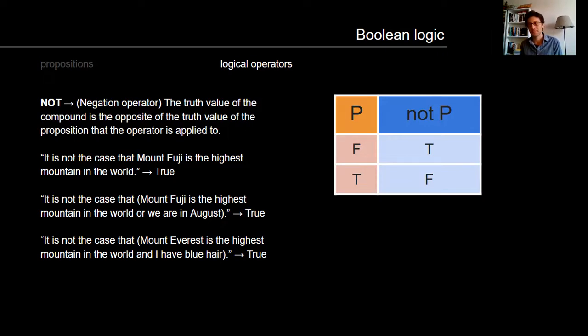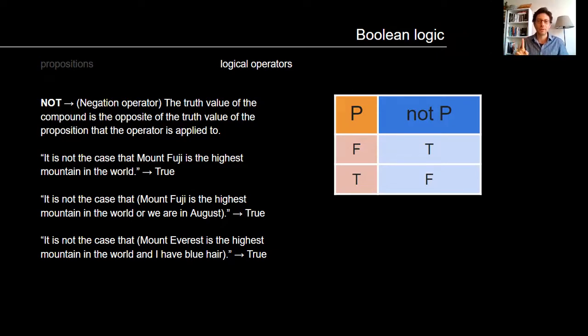This is the negation operator. The truth value of the compound is the opposite of the truth value of the proposition that the operator is applied to. Let's look at the examples. The sentence might be a bit complicated, but let's look at the examples to understand what's explained in the sentence. And the truth table, as you can see, is very simple here because we don't have Q here. The operator NOT is applied to only one proposition. In the previous truth tables, you will remember that both AND and OR are applied to two propositions, P and Q, P or Q.